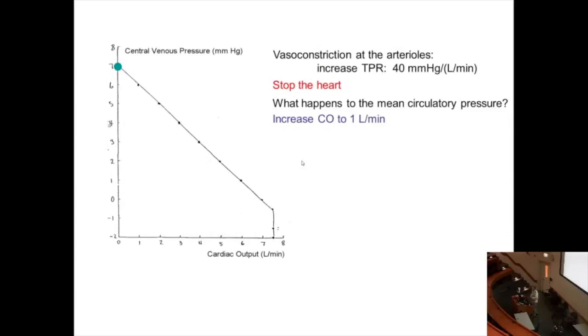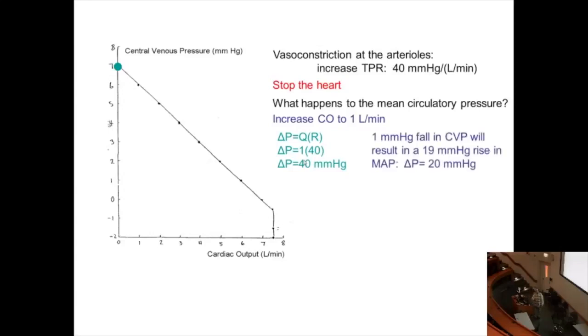So if I increase cardiac output to 1 liter per minute, my cardiac output, Q1, total peripheral resistance is now 40. Now I need a delta P of 40, not 20, to drive a flow of 1 liter per minute across the system. So 1 millimeter fall in CVP gives me a 19 millimeter rise on the arterial side. That gives me 20 millimeters of mercury difference. And now I'll take another millimeter of mercury away and make it a 2 millimeter fall. And now my arterial will rise 38 millimeters of mercury. And now I'll have a delta P of 40.